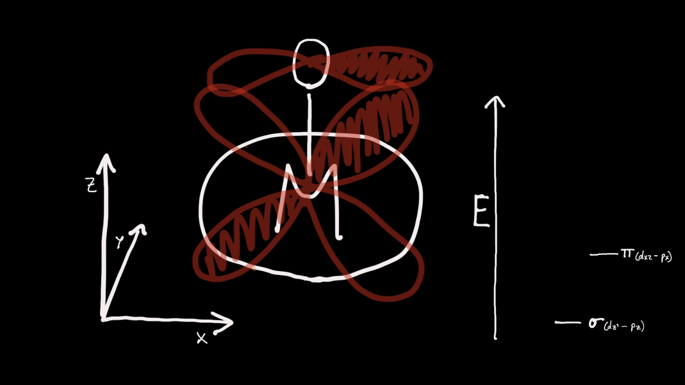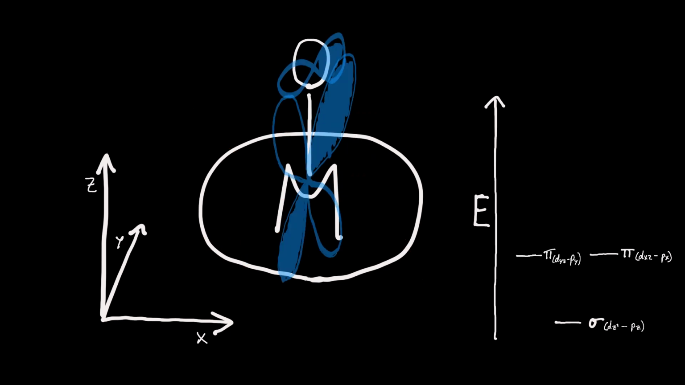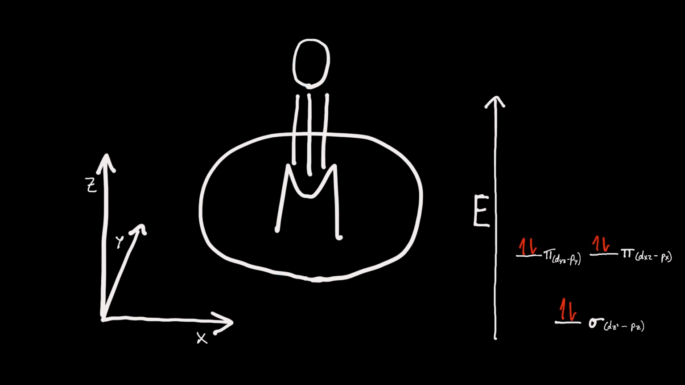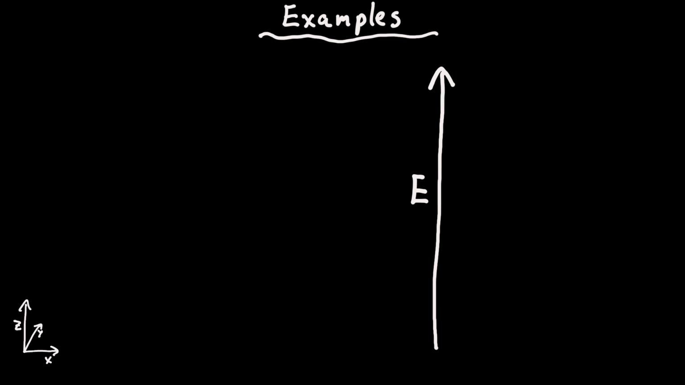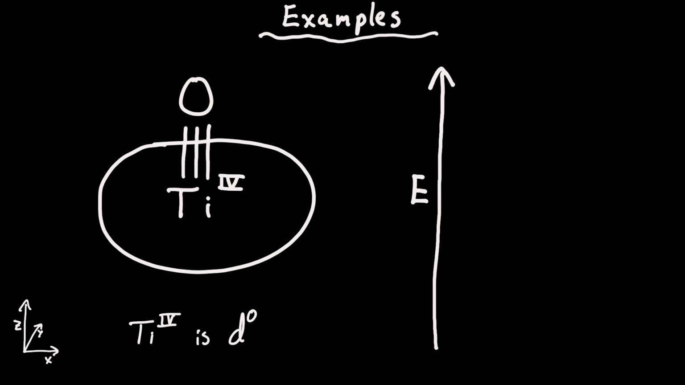And the oxygen px and py will overlap with the metal's dxz and dyz respectively, forming pi bonds, which will also be low in energy but not quite as low as the sigma bond. Since the oxide orbitals already have 2 electrons each, we'll use them to fill the bonding orbitals. We'll add the metal d electrons into the higher orbitals later. Let's consider the d orbital ordering of a d0 metal center first. Titanium 4-oxoporphyrin is a good example of a stable complex with a d0 metal.